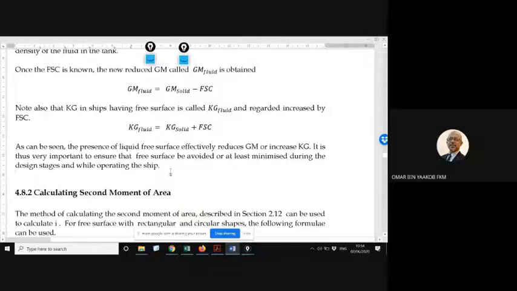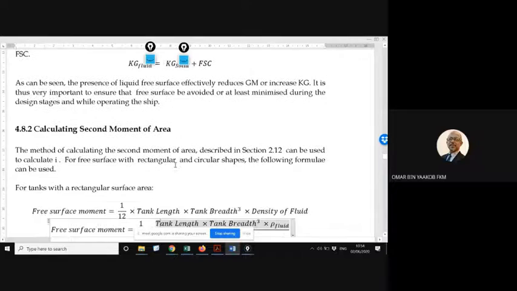So when we design the ship, we must make sure that the free surface is avoided or is minimized. You cannot remove it completely, because the tanks, the fuel tank, the water tank, the ballast tank, all have a liquid. So the liquid will have free surface. But we calculate that so that by considering the free surface, the stability is still enough.